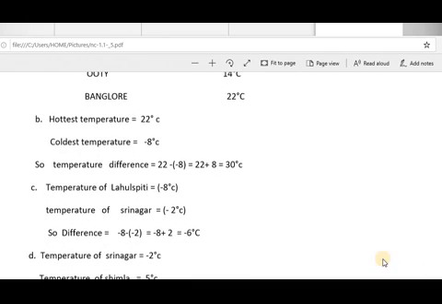It is asked what is the difference between the hottest temperature and the coldest temperature. So according to the table, the hottest temperature is of Bangalore, that is 22 degrees C, and the coldest temperature is of Lahaul Spiti, its temperature is minus 8 degrees C. When the temperature difference is taken, 22 minus of minus 8 equals 22 plus 8, because negative multiplied by negative will always be positive. So a positive sign is put, and after that when we add, it will be 30 degrees C.